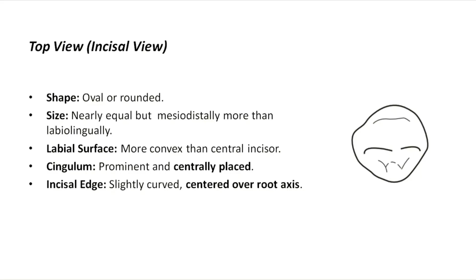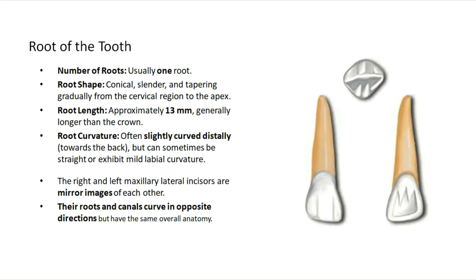The root of the tooth we will discuss in this slide. It is usually a single root. We will not see any bifurcation. The root is conical, cylindrical and tapering from the cervical region to the apex. The root length is approximately 13 mm. The root curvature is slightly curved distally. The right and left maxillary lateral incisors are mirror images of each other, but the difference is their roots and canals curve in opposite directions, though they have the same overall anatomy.